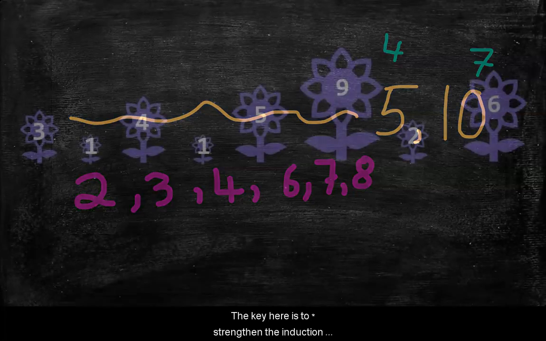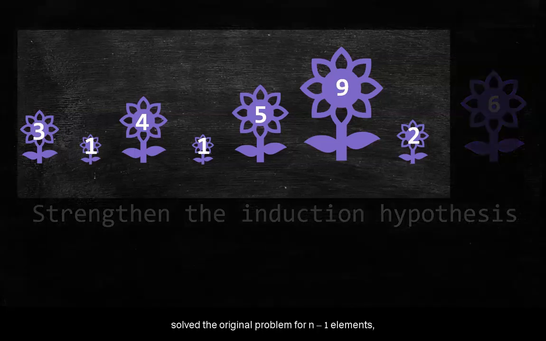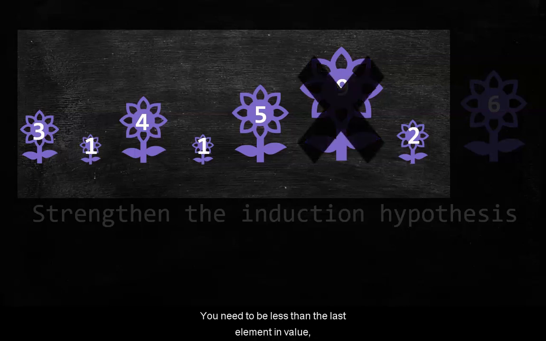The key here is to strengthen the induction hypothesis. Instead of assuming we solved the original problem for n minus 1 elements, let's make the rule a bit stricter. Instead of looking at all the elements before the last one, we'll hypothesize only on elements that are potential candidates for the increasing subsequence. To be a candidate for the increasing subsequence, you need 2 qualities. You need to be less than the last element in value, and you need to appear in the list before. With those restrictions, we'll form the subproblem out of the elements listed before the last element and with a value less than the last element.